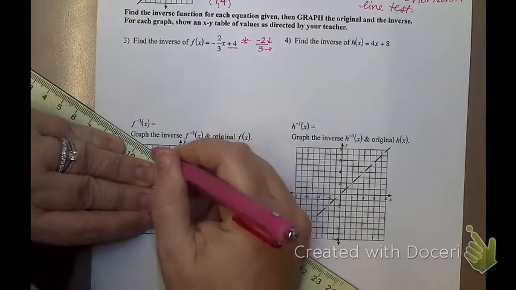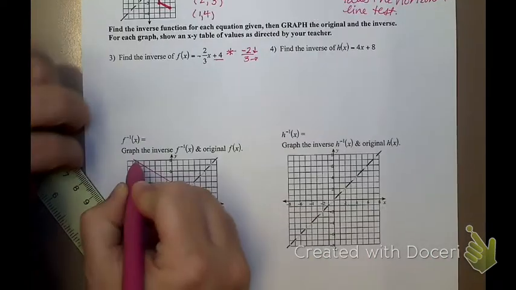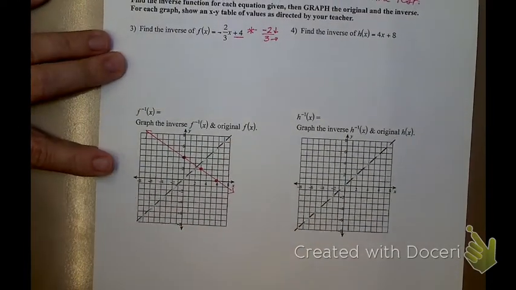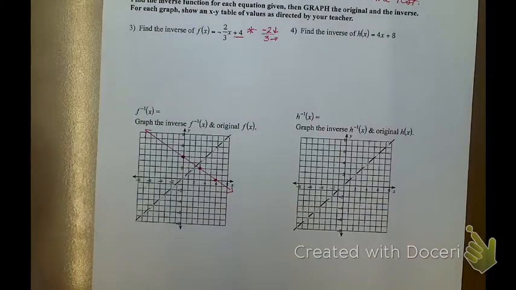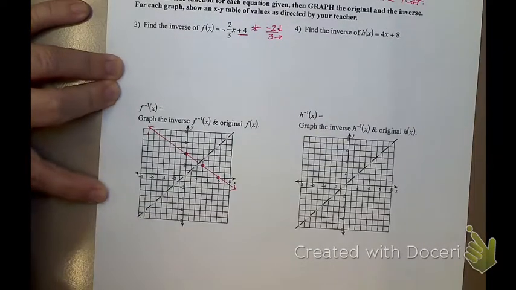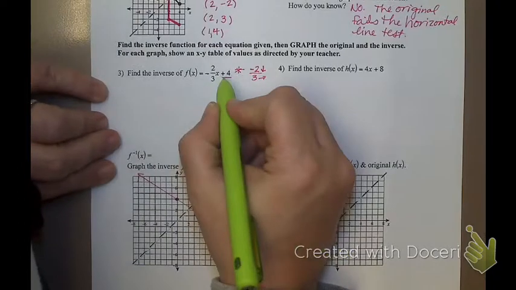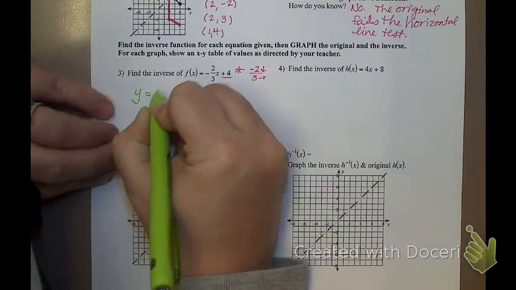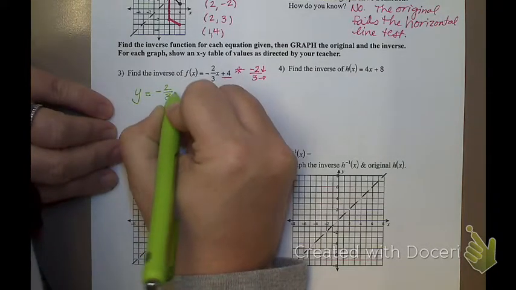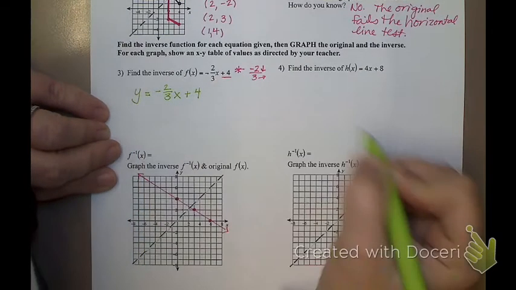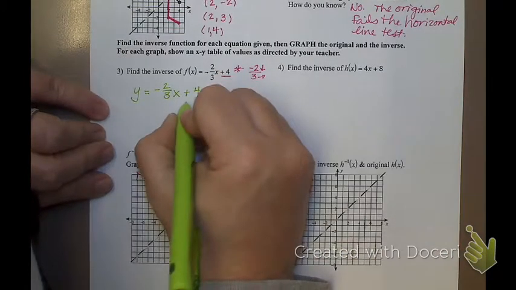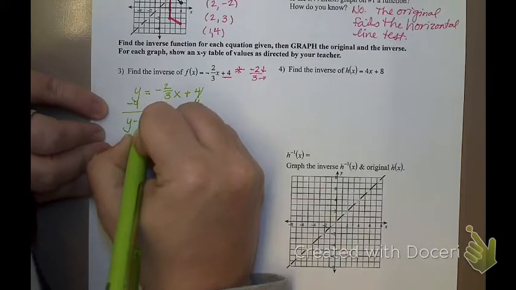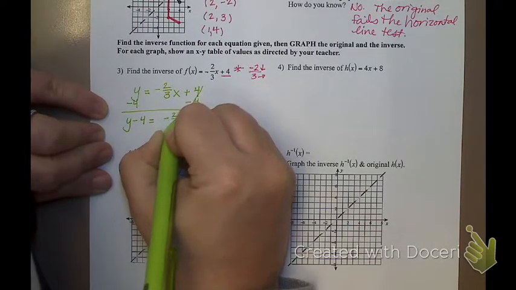Now, when you are graphing linear inverses such as these, they should intersect on the line y equals x. Okay? All right, I'm going to use green to find the inverse. For step 1, I replace the f of x with a y. So I'm going to call this y equals -2/3 x plus 4. I need to start off by getting x by itself. So I'm going to subtract 4. So I have y minus 4 equals -2/3 x.